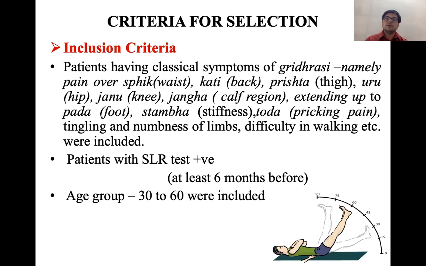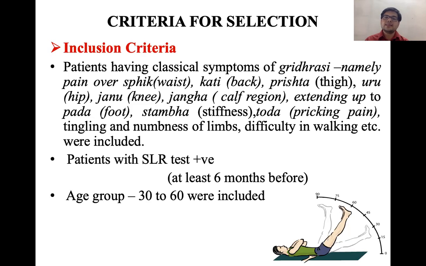If we see the criteria for selection of patients, the inclusion criteria I selected in my study were classical symptoms of Gradhrasi, namely pain over the waist, back, thigh, hip, knee, and calf region extending up to the foot, having stiffness, pricking pain, tingling and numbness of the limbs, and difficulty in walking.